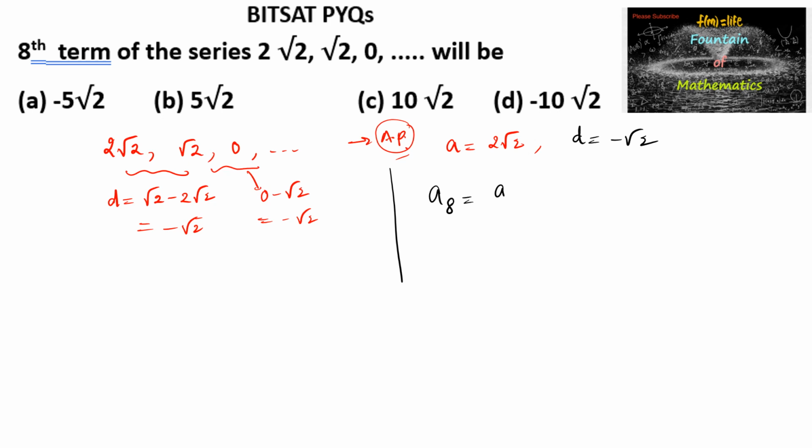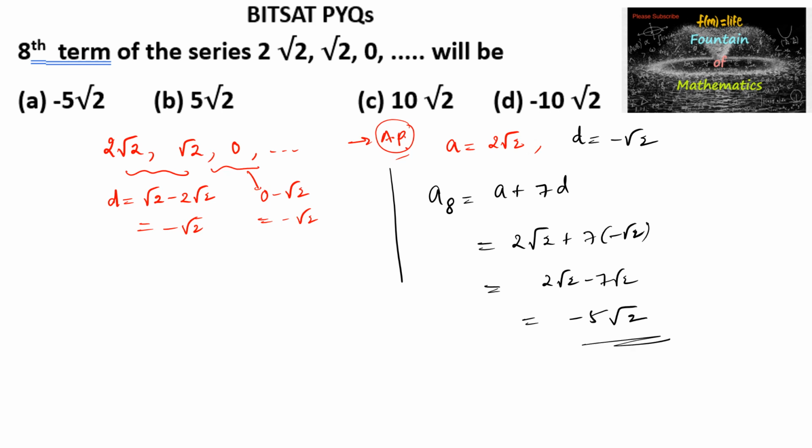and hence the eighth term a8 is equal to a plus (8 minus 1), that is 7 times d, that is 2 root 2 plus 7 times minus root 2, which is 2 root 2 minus 7 root 2. We can take it as minus 5 times root 2, which is our option A.